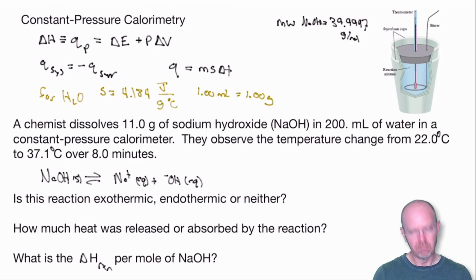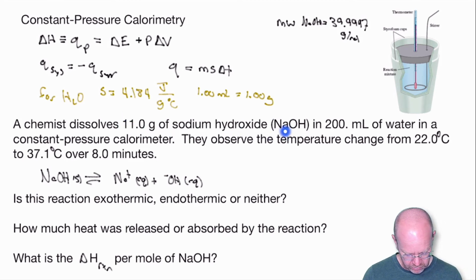Again, we've got to make sure that we're keeping the system and the surroundings clear. The system here is the sodium hydroxide itself. The surroundings is the water in the calorimeter, and that's it. So what's observed is the temperature change of the water from 22 degrees to 37.1 degrees over 8 minutes. None of these equations involve time, so the 8 minutes is kind of irrelevant, but you always have to figure out what information in a question is relevant.